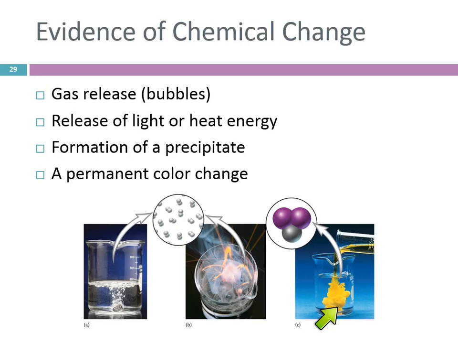That's a precipitate. Precipitate is like precipitation in meteorology. It's stuff falling from the sky, right? So this is like yellow snow falling in the beaker. I don't know how that would happen. Or a permanent color change. We're also observing a permanent color change here.